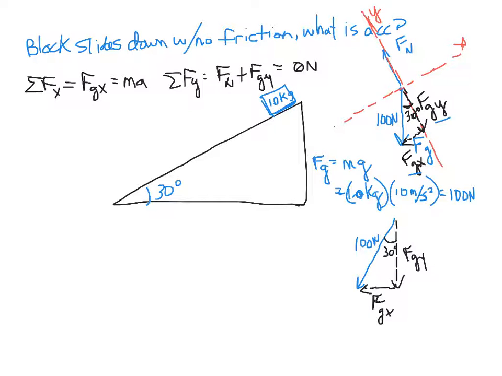So Fgx, since that's the side opposite the 30 degrees, that's going to be the sine function. So I would say that sine of 30 is the opposite, or Fgx, over the hypotenuse, which is 100, which makes my Fgx 50 newtons.